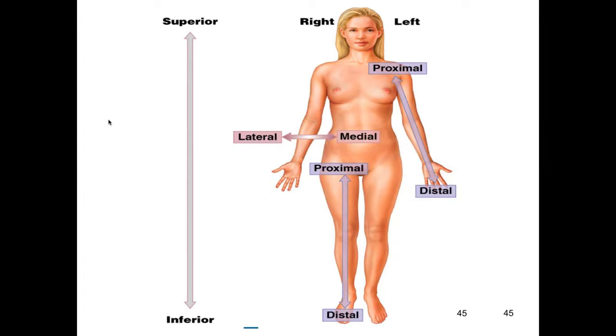Proximal and distal are used in reference to a body part, like the upper limb or lower limb. Proximal is when you're moving closer to the beginning of that body part, and distal is when you're moving furthest away. We see it at the upper and the lower extremity.